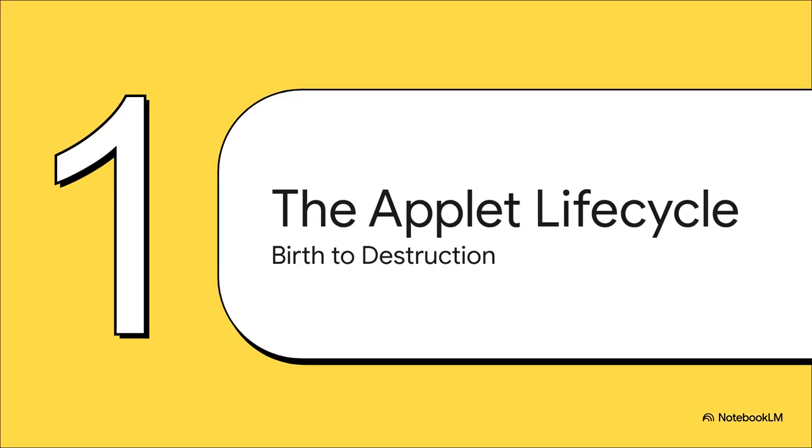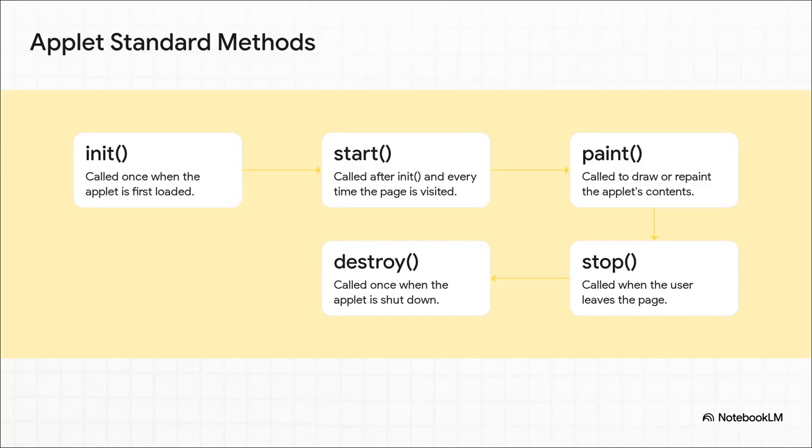Okay, first up, applets. A really classic exam topic is the applet lifecycle. Now, this is just a set of 5 key methods that the browser calls automatically, from the moment your applet is born to the moment it's destroyed. The thing you absolutely have to remember for your exams is the order and how often these get called.